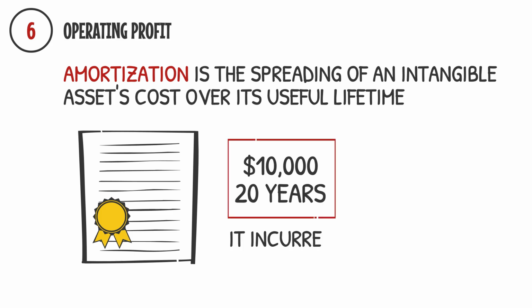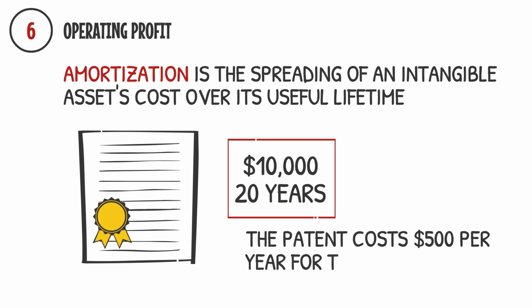Instead of stating that it incurred $10,000 in costs in its first year, the company may choose to state that the patent costs $500 per year for the next 20 years.